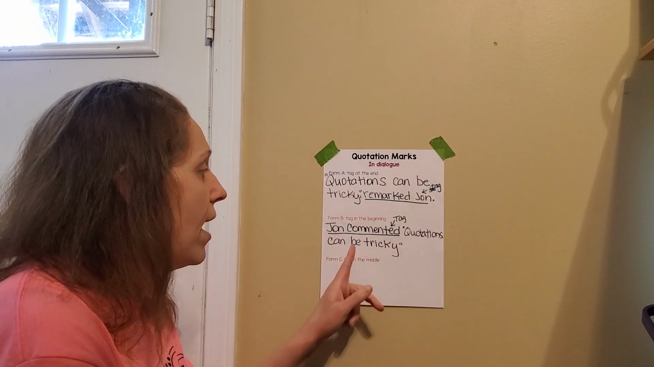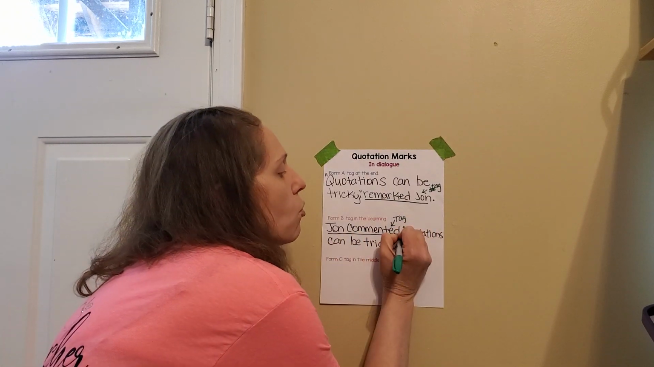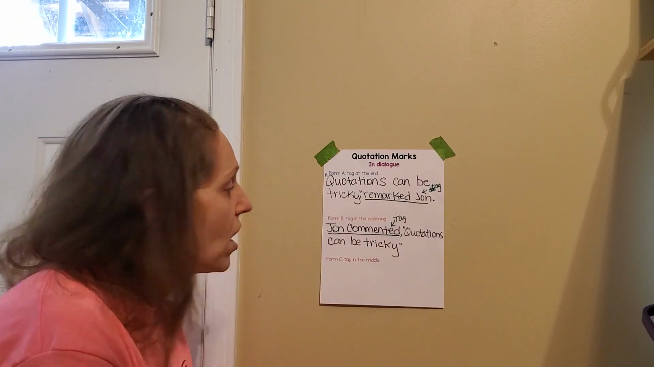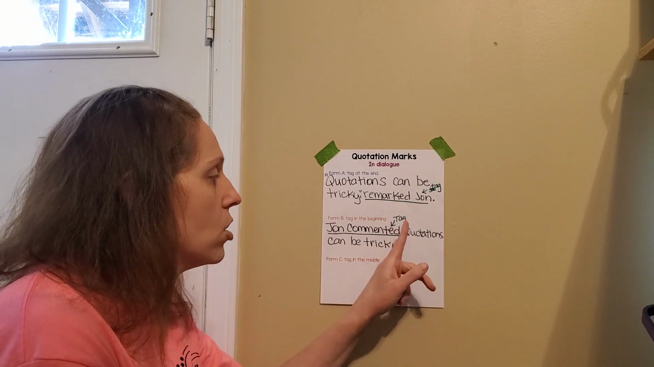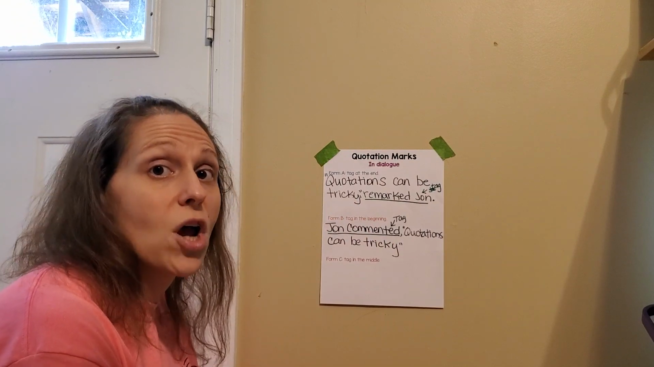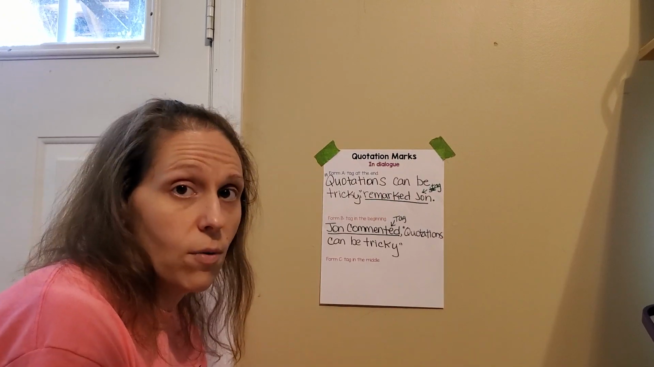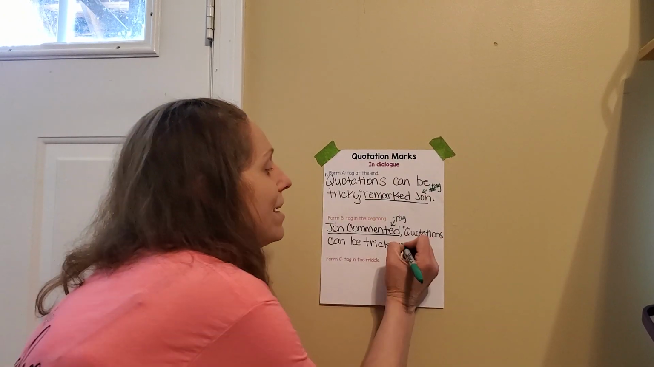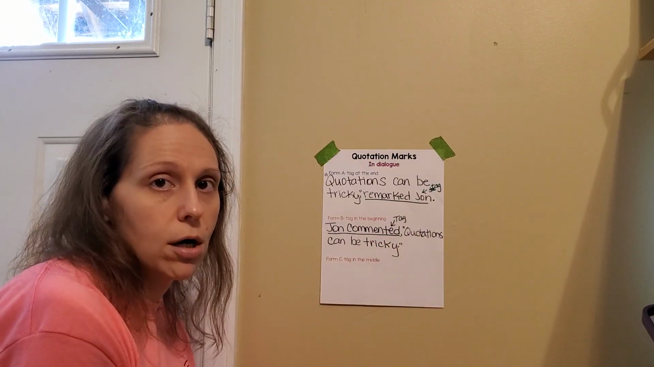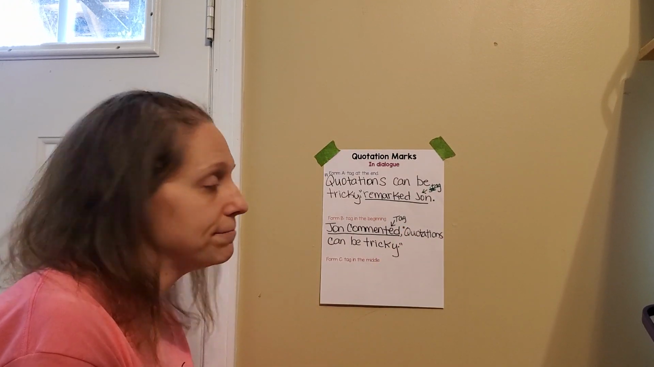When you have the tag in the beginning, you're going to put a comma right after that tag because it's telling me, here comes what he's saying. John commented, comma, quotations can be tricky. Tricky is the end of my sentence. John just commented. He's not exclaiming anything. He's not asking a question. He's making a statement, so I'm going to put a period. Notice I'm putting my period before the quotation mark. The quotation marks always come on the outside of other punctuation.